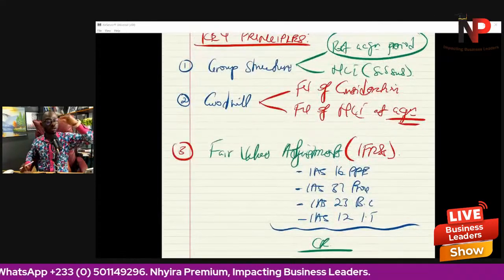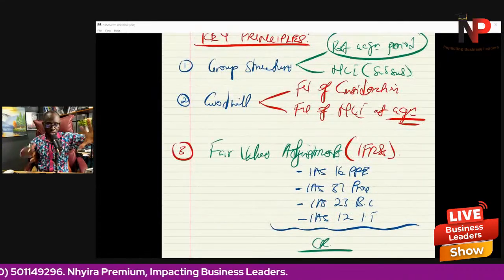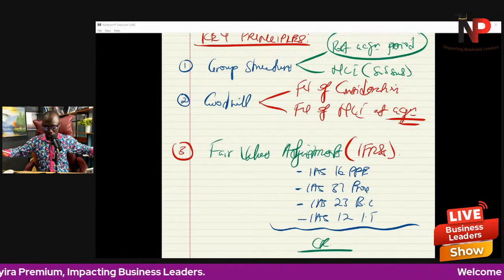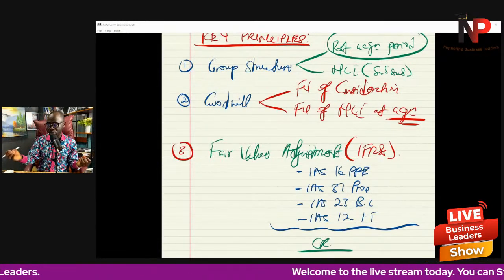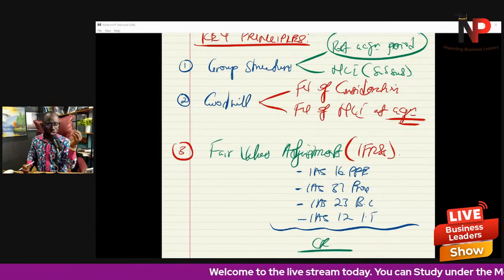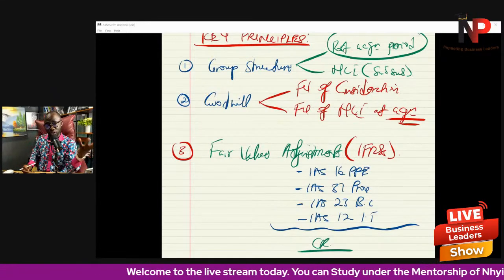So number one, know the principles about group structure so you can determine the post-acquisition period. Number two, if it is a complex group structure for corporate reporting students, know the issue about subsidiaries and know how to deal with it.